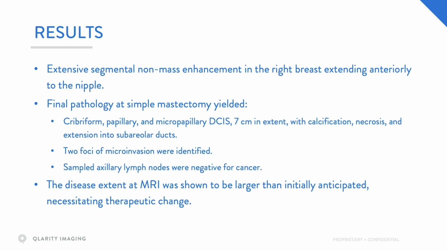The final evaluation indicated extensive segmental non-mass enhancement in the right breast, extending from the posterior breast anteriorly to the nipple and involving the nipple. The final pathology at simple mastectomy yielded cribriform, papillary, and micropapillary DCIS, which was 7 centimeters in extent, with associated calcification, necrosis, and extension into the subareolar ducts. Two foci of microinvasion were also identified, and the sampled axillary lymph nodes were negative for cancer.